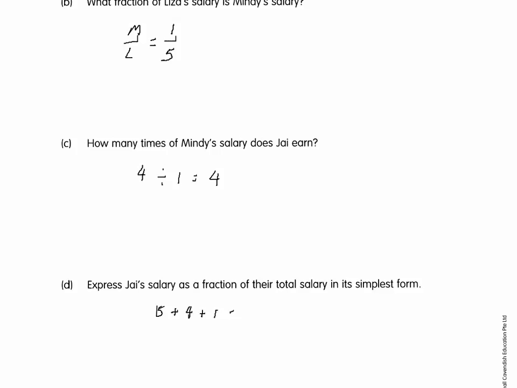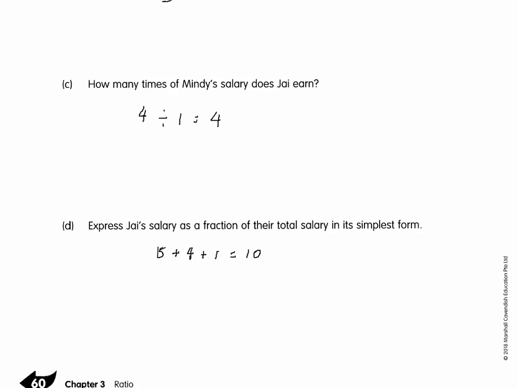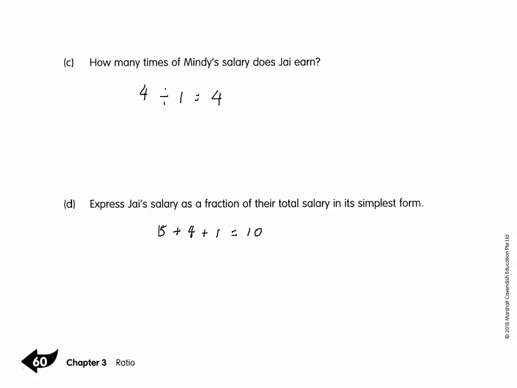So I want to know Jai as a fraction of everything. Okay, so I want to have Jai. Jai is how many units? 4. Okay, Jai over total equals 4 over 10, which equals 2 over 5. Okay, next question.